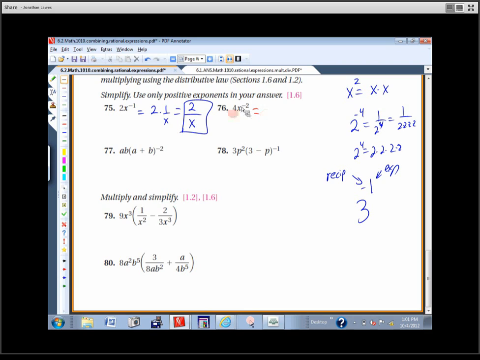Does the negative 2 apply to the x, the 4, or both? Just the x. So the 4 is fine. Where do we leave it? On the top. We want to change the sign of the exponent, so we're going to move it from the top to the bottom, and it's going to be x squared. That's it.